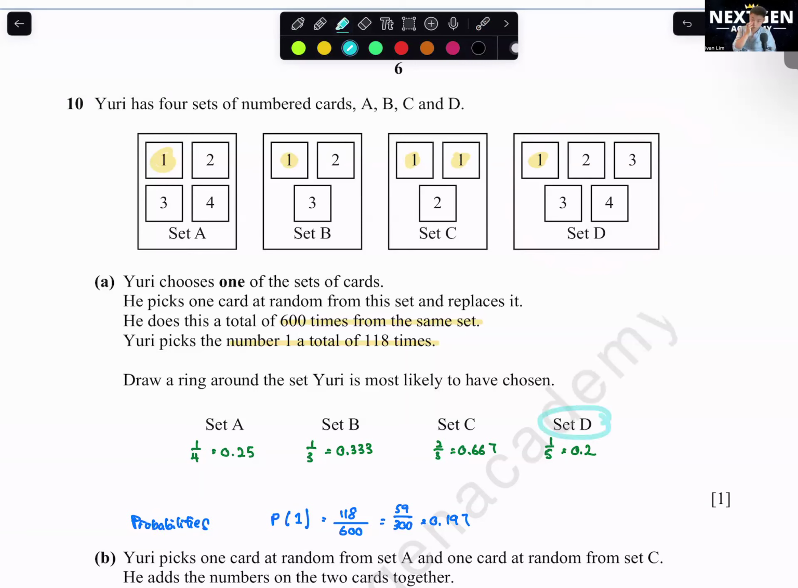For those of you who have not learned this before, probability just means your chance of getting something. The value on top is the event. If you want to take one, you got one time it happened. This one, one time it happened. This one, two times it happened. Why is it set D? Because it's the closest number to the probability that we calculated.